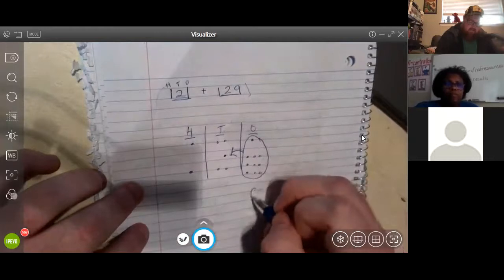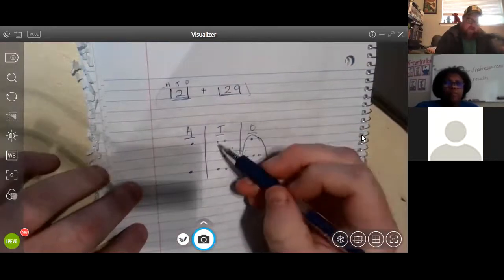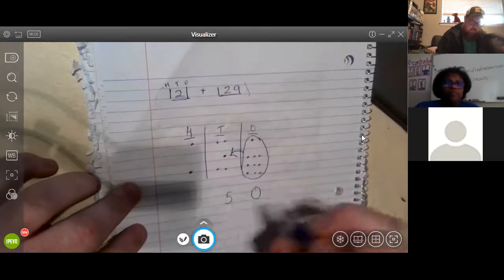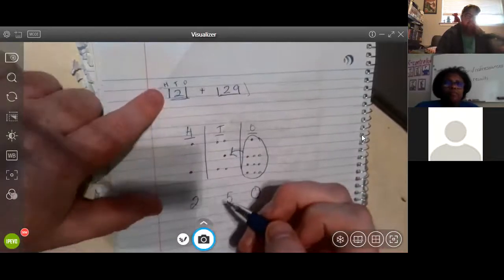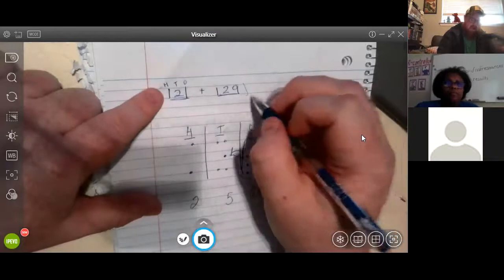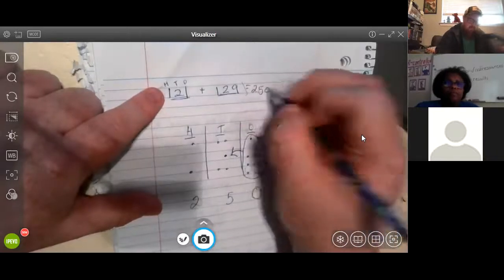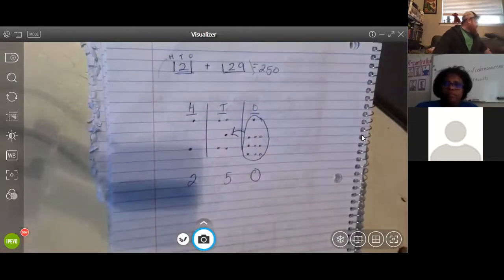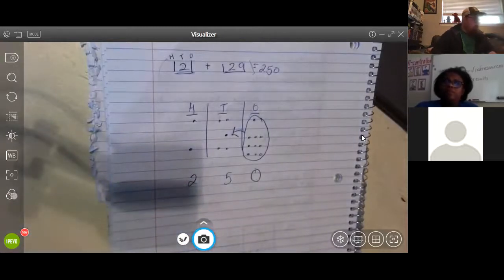So that leaves 0 ones left. And then you have 1, 2, 3, 4, 5. And then you have 2 hundreds. So 121 plus 129 equals 250. This works all the way up to even if you have super big, hard numbers. Let's look at this problem, for instance.